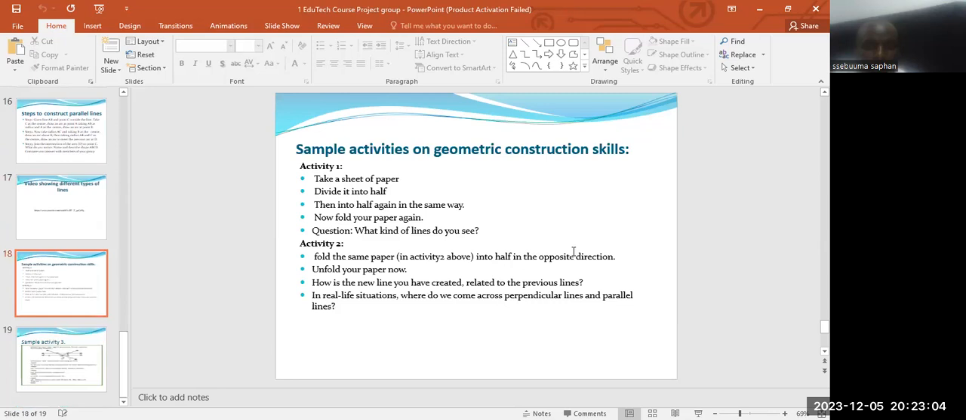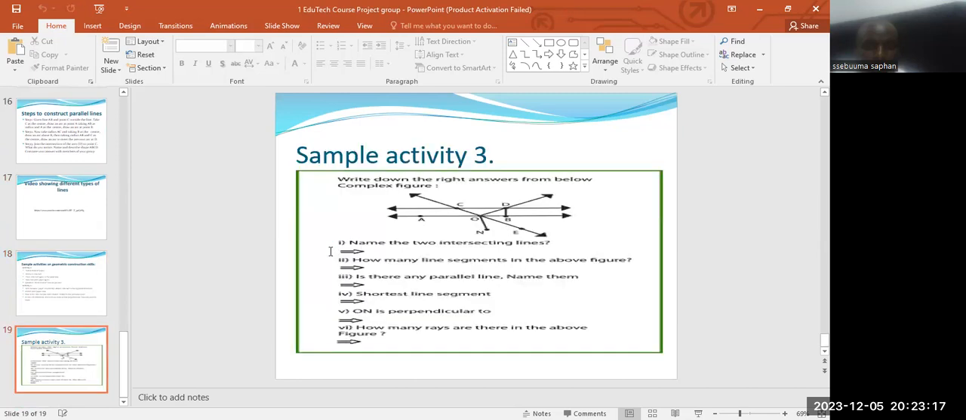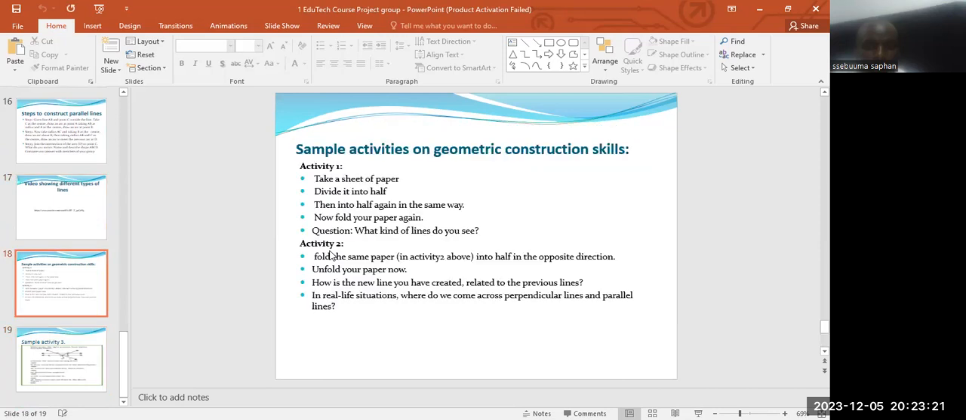And then here we have a simple activity on geometric construction. We have activity 1, activity 2, and activity 3, as you can see. We are going to go through these activities in our free time.